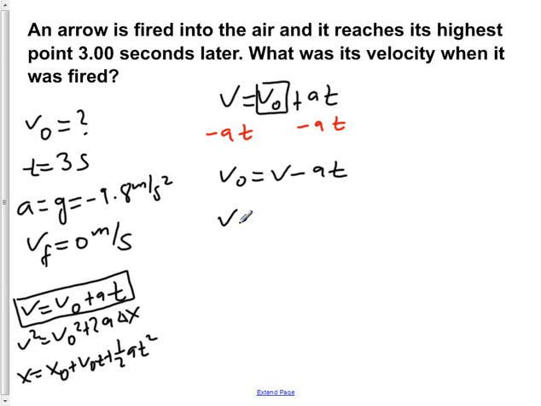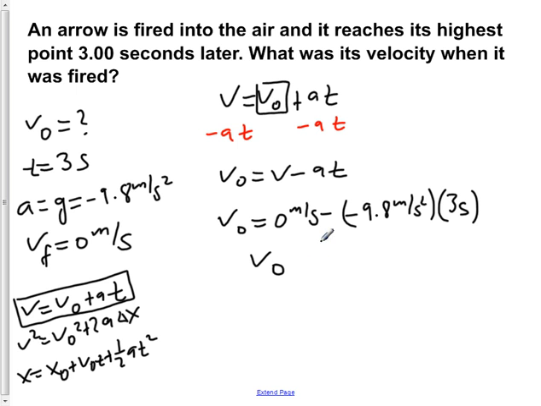Now we know that our final velocity is equal to 0 meters per second. We know that our a is equal to negative 9.8 meters per second squared, and it's for a time of 3 seconds. So now if we calculate this multiplication, we would get that our initial velocity is 29.4 meters per second.